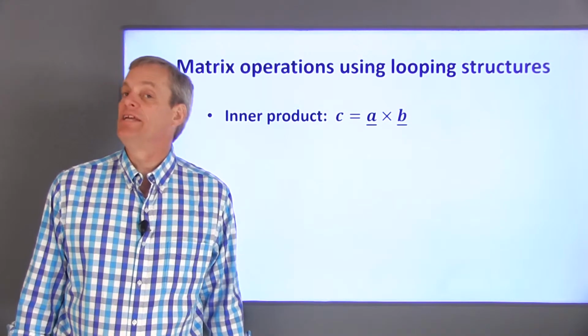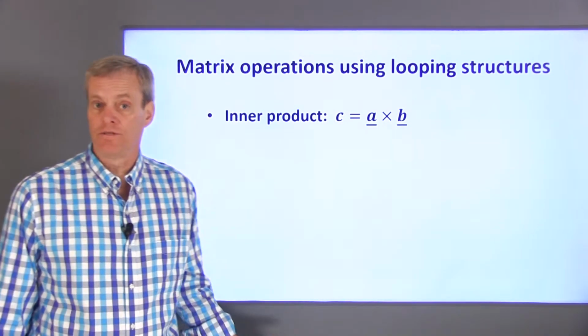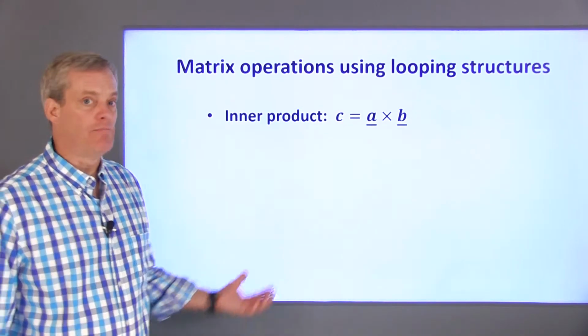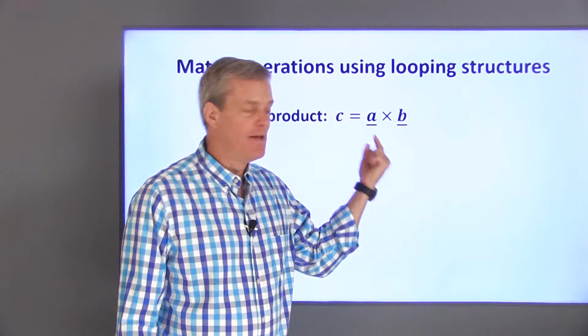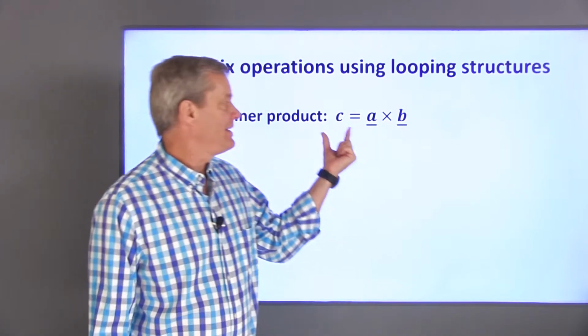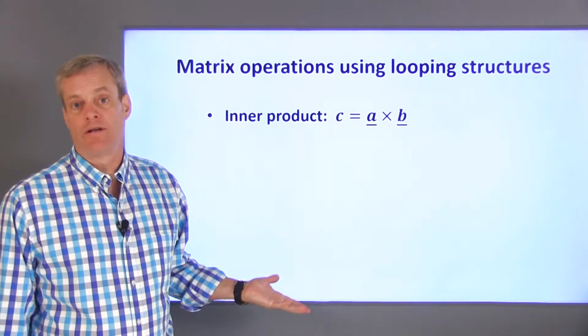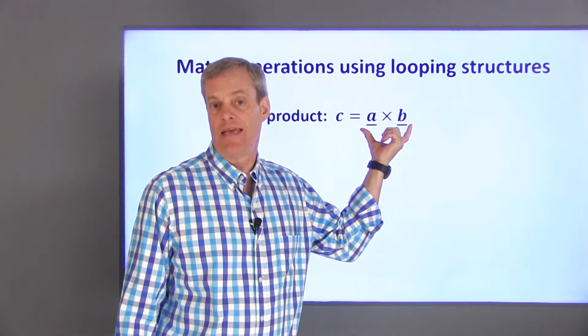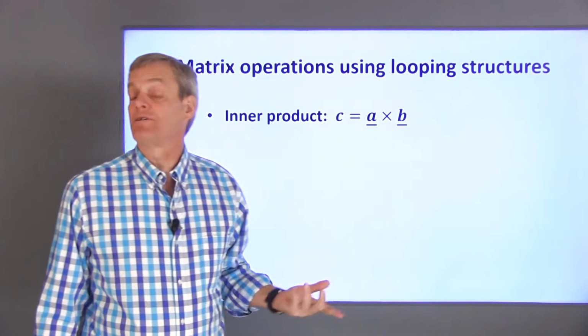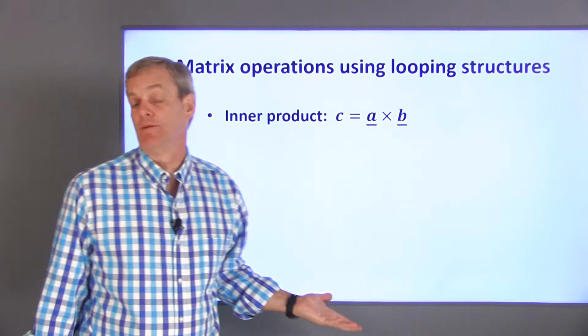Next, I'll program an inner product between two vectors. To perform an inner product, I multiply a row vector, A, times a column vector, B, to get a scalar, C. The inner product is the sum of the products of the individual elements in the A and B vectors, which requires that the A and B vectors have the same number of elements.